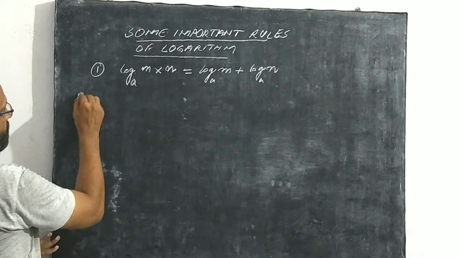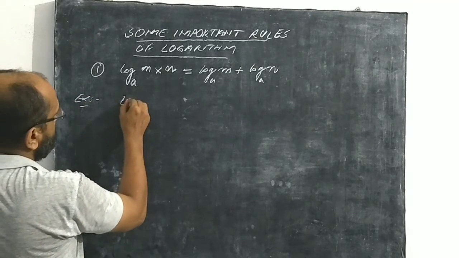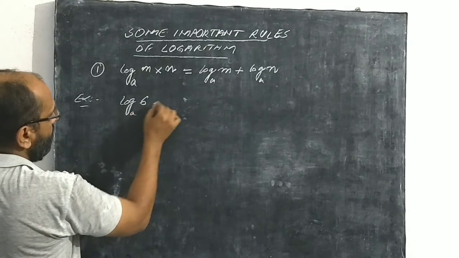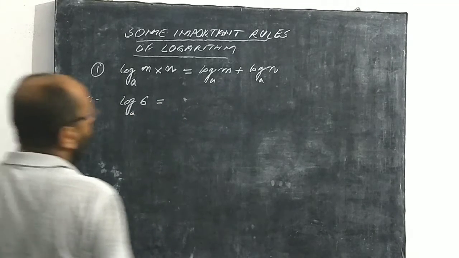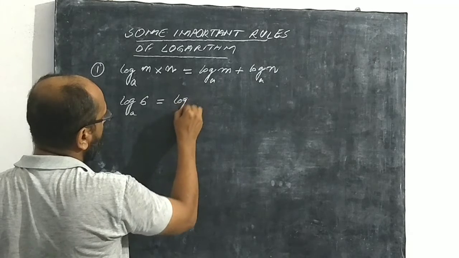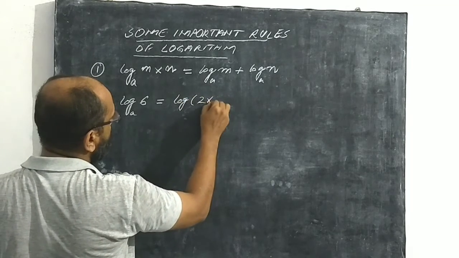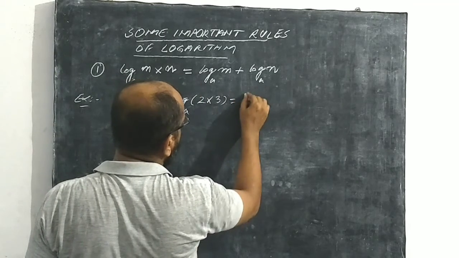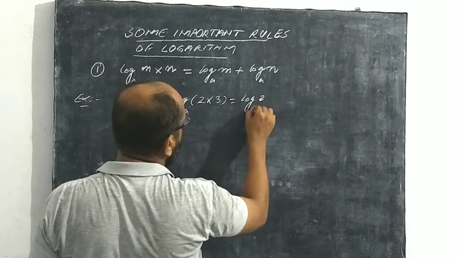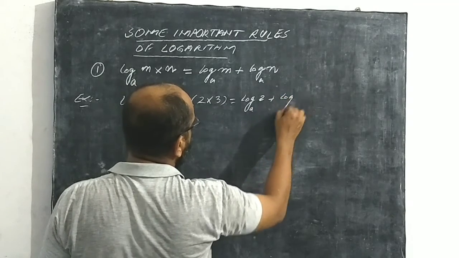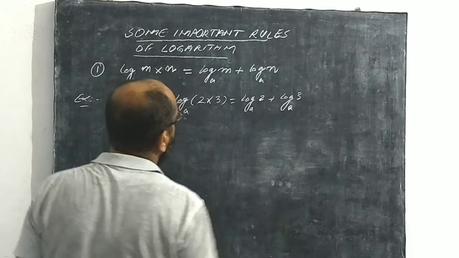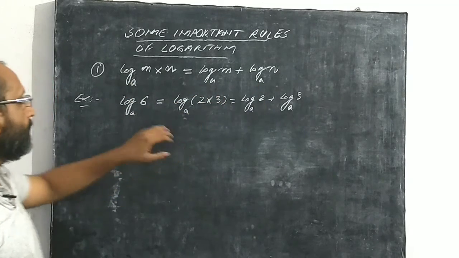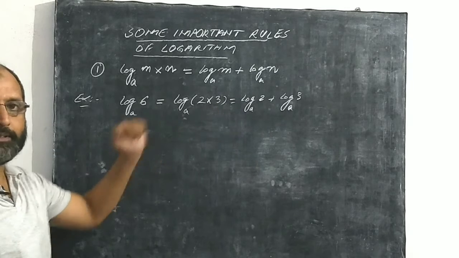For example, log 6 base a may be written as log 2 into 3 base a. So according to this rule, we may write it as log 2 base a plus log 3 base a. And we are using a in the formula as the base of log, and in the example also I have taken the base as a.